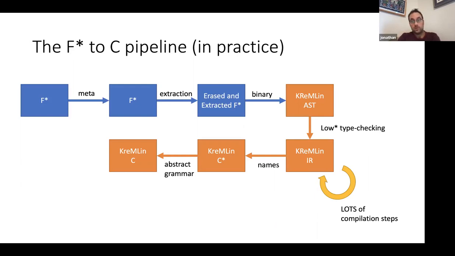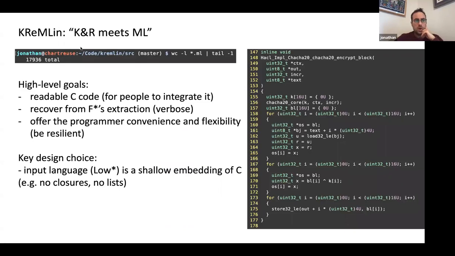So there's a lot of work that goes into doing AST-based rewritings that increase the quality of the generated code. Once this is done, there's an intermediary step just to handle scene names and scoping. Then this goes through an abstract grammar of the C language and gets compiled by any off-the-shelf C compiler. The KReMLin compiler wants, as I said, to generate readable C code, and to offer the programmer convenience and flexibility. So that's how you get this somewhat readable code.